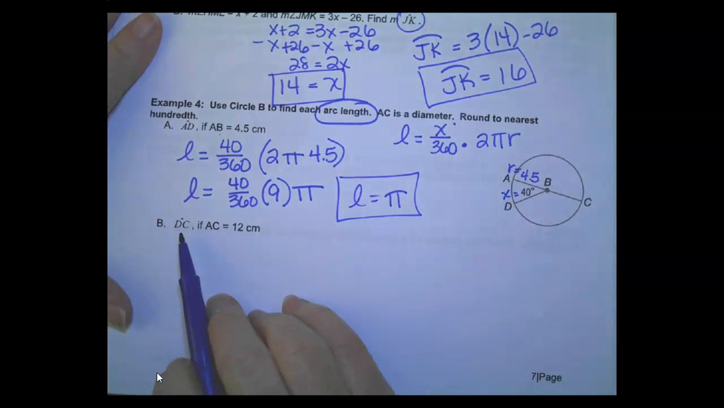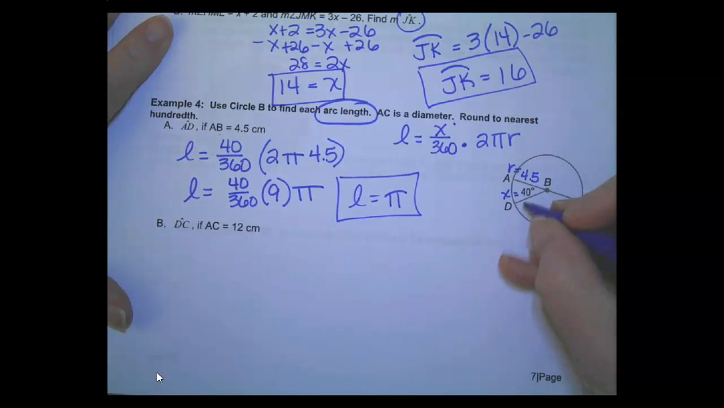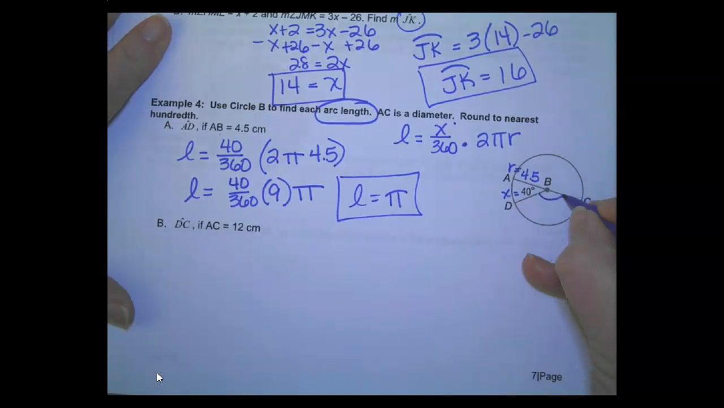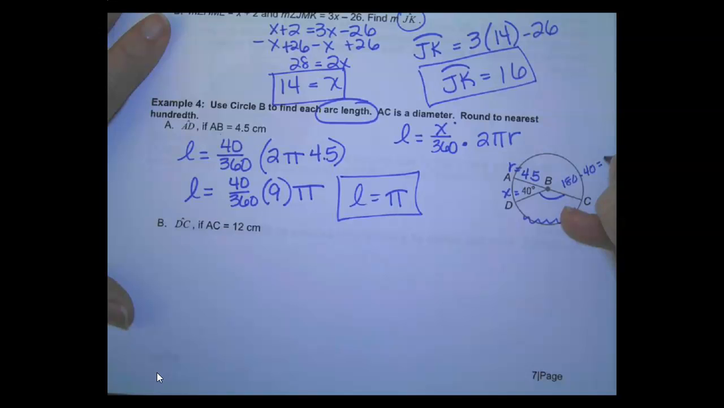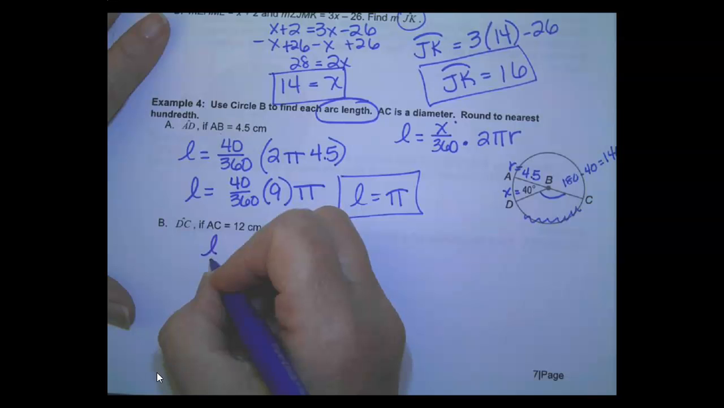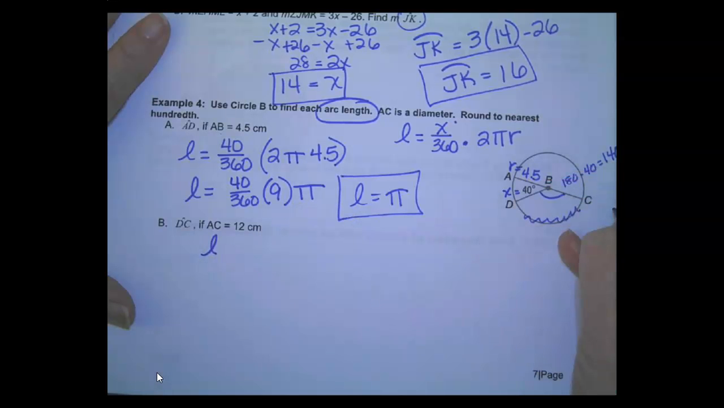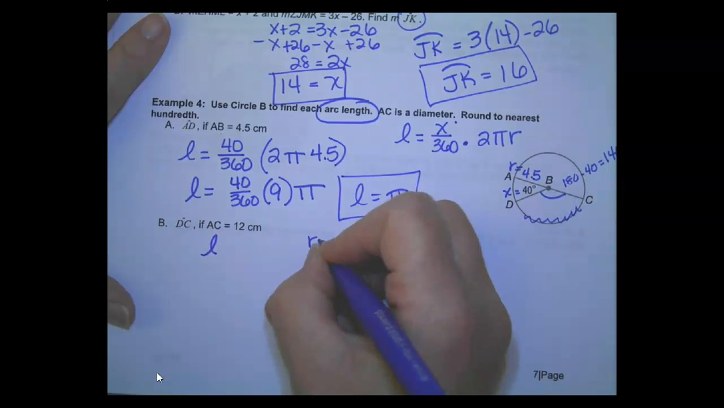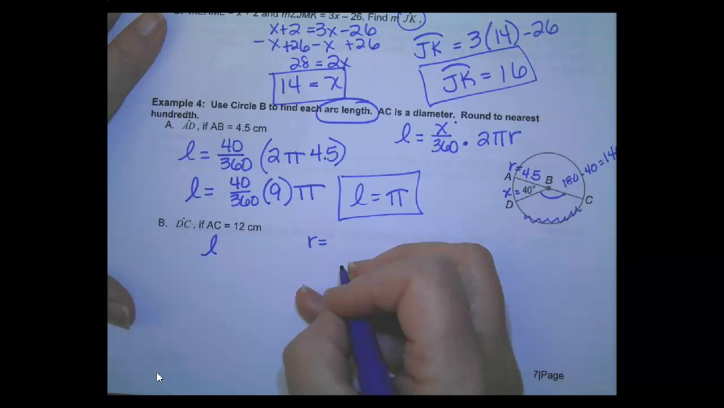All right. This time, okay, so DC, we're looking for this side. Okay, so DC, how much is this angle? Wouldn't that just be 180, because it makes a straight line here, minus 40, gives me 140 degrees. Okay, same thing. A to C is 12, which means B to C, my radius, is equal to 6.